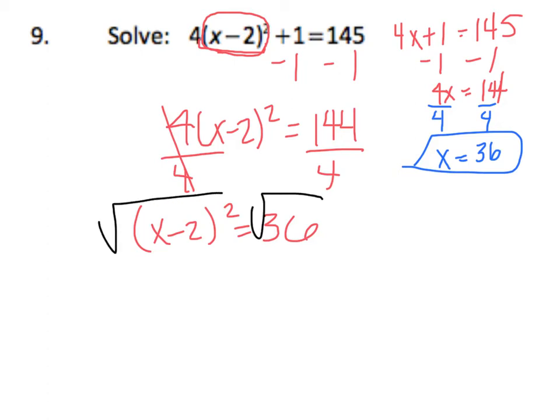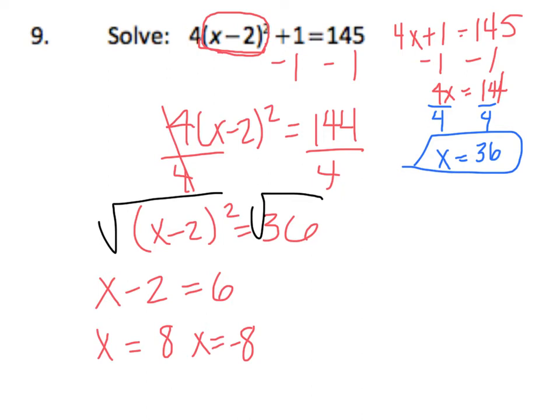Now, here's where a lot of students make a mistake. What they say is x minus 2 equals 6. And then they'll add 2 and say x equals 8 or x equals negative 8. But don't be that student, okay? Don't make this mistake, because remember, what did you square root? You square rooted the 36. So whatever number comes out of that number becomes a plus or a minus.